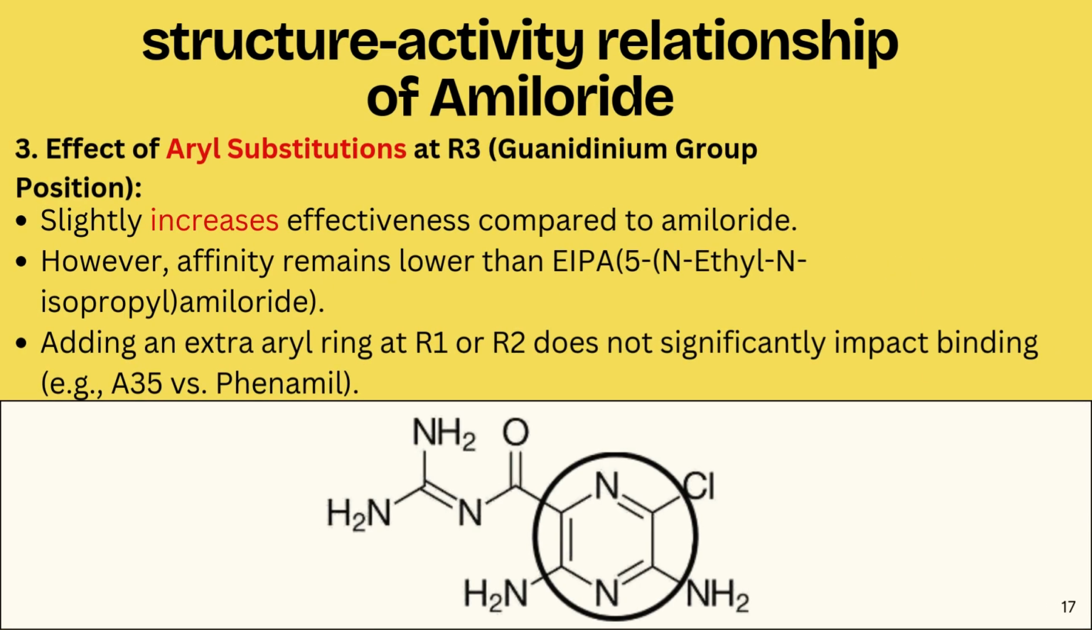3. Effect of aryl substitutions at R3, the guanidinium group position. Slightly increases effectiveness compared to amiloride. However, affinity remains lower than EIPA. Adding an extra aryl ring at R1 or R2 does not significantly impact binding, e.g., a 35 versus phenamil.